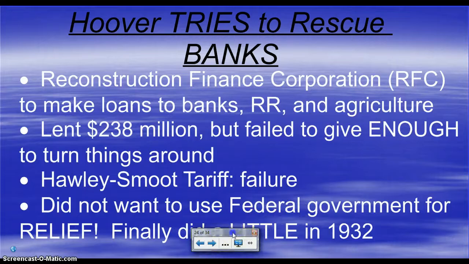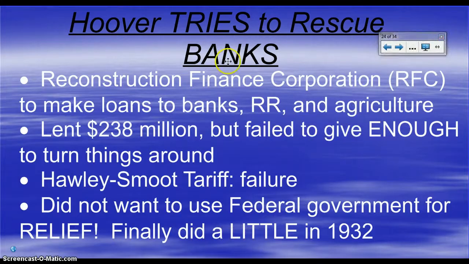The other thing he's going to do is create the RFC, the Reconstruction Finance Corporation, to make loans to the banks, the railroads, and agriculture. And he did provide money for this, $238 million, but it still wasn't enough. In a regular crisis, that would have been plenty, but Hoover is dealing with a situation that had never happened before. That was something that thankfully we haven't seen again. Hopefully we never will.